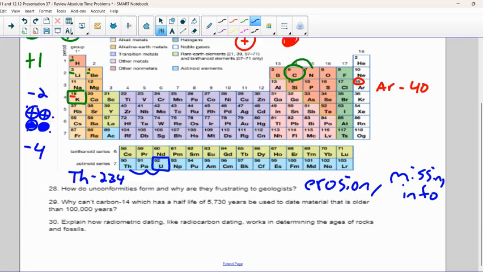Why can't carbon-14, which has a half-life of 5,730 years, be used to date material that is older than 100,000 years? Because remember how it decays? Kind of, here's my decay, like it goes to nearly 0 by the time it gets out that far because it's been through so many half-lives. There's so little left, not enough left to measure.